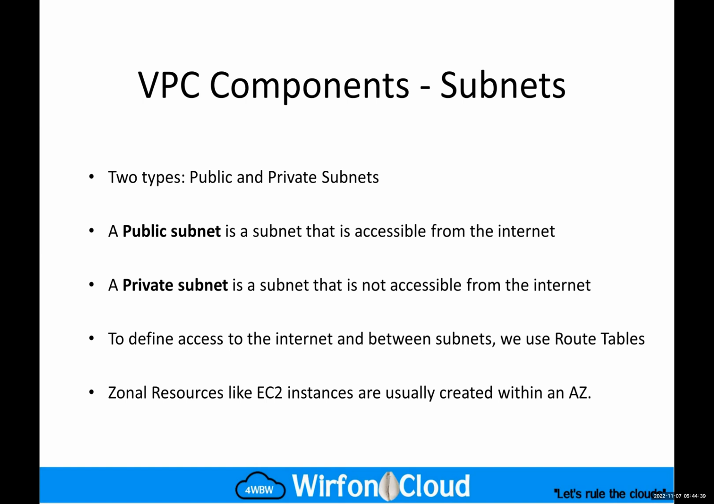Now, when communication between subnets, for example, and the internet happens, the VPC uses what are called route tables. We'll see more about route tables in the subsequent topics. But just as a reminder, EC2 instances are zonal resources, created within an availability zone, and of course within a subnet.